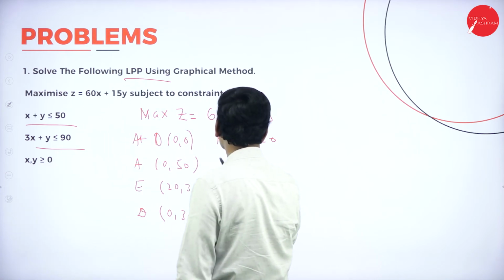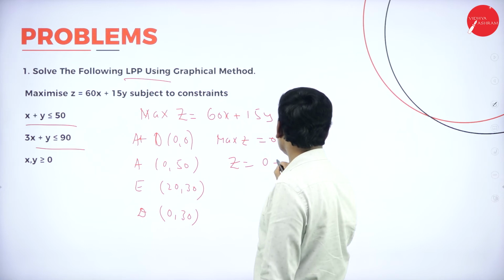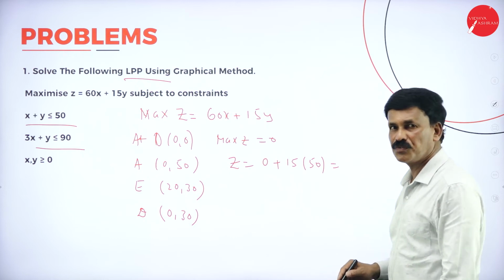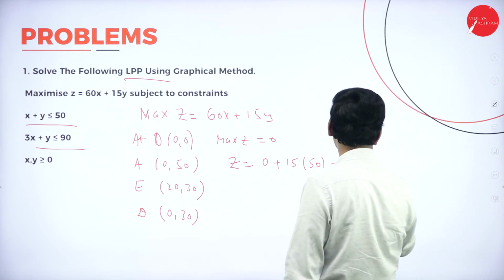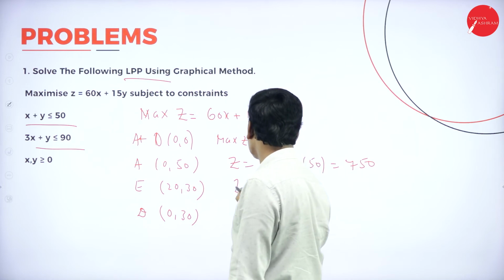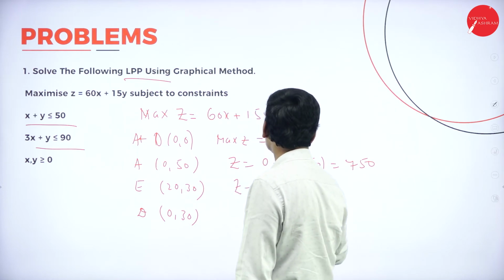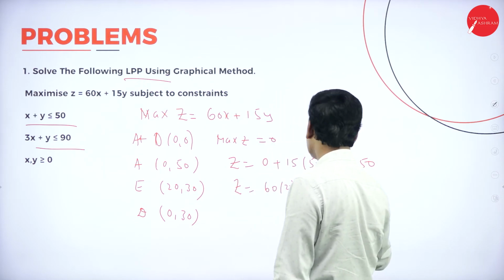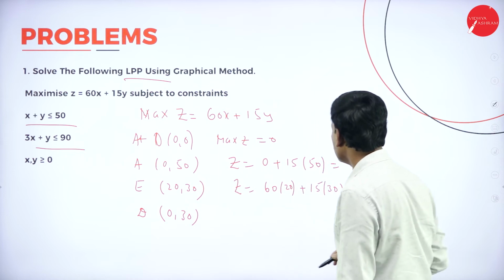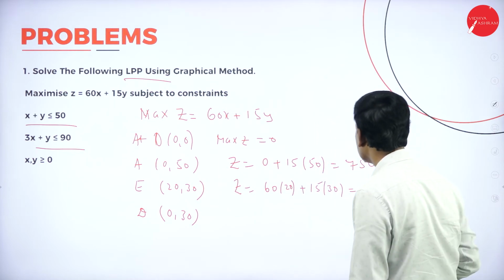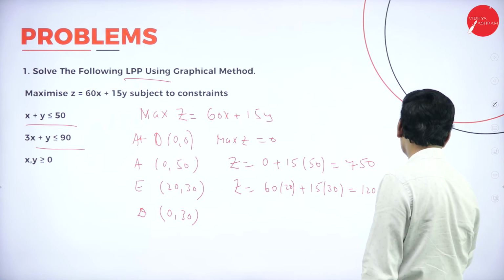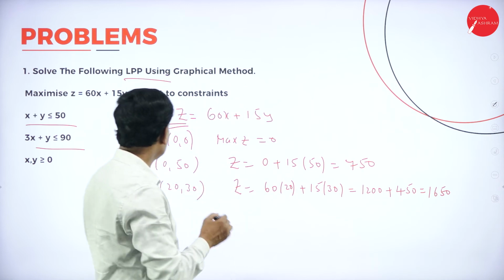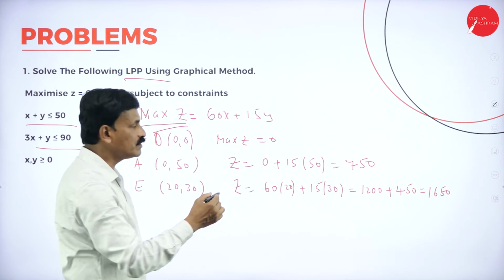Max z is equal to 60 into 0 plus 15 into 50. So 15 into 50, that is equal to 750. Next, at E, z is equal to 60 into 20 plus 15 into 30. That is equal to 1200 plus 450. This is equal to 1650.